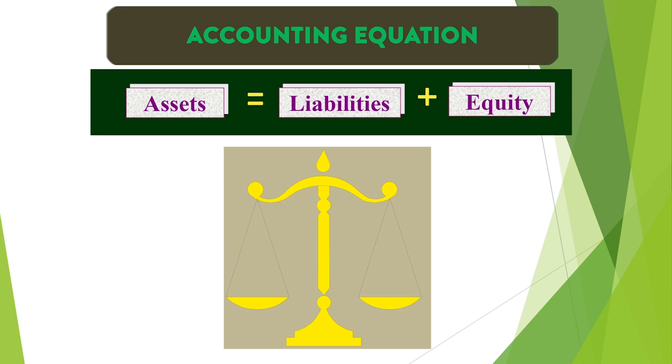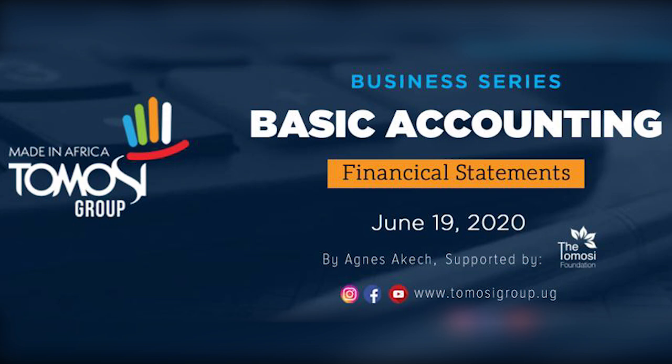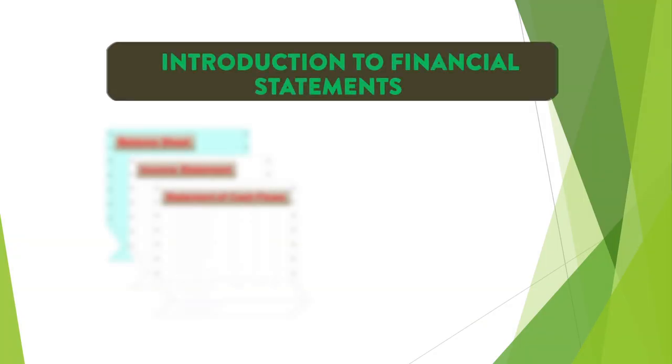Equity is broken down into share capital, retained earnings, and probably any other reserve. This is where the interests of the shareholders are taken care of, to see what they have injected into the company during the period of trading or during a financial year. We'll go further to look into the balance sheet, what a balance sheet is.